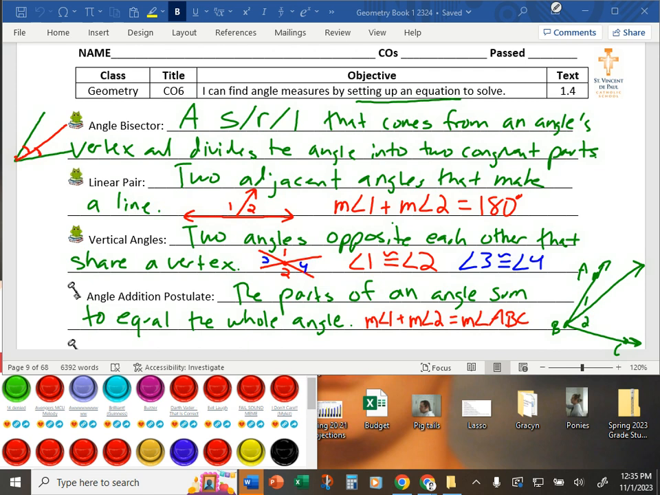Yes, you could also label it angle CBA. Not just CA. No, you need the vertex in there. You cannot do BAC because the vertex needs to be in the middle. Vertex must be in the middle. Okay? Questions on any of these notes?